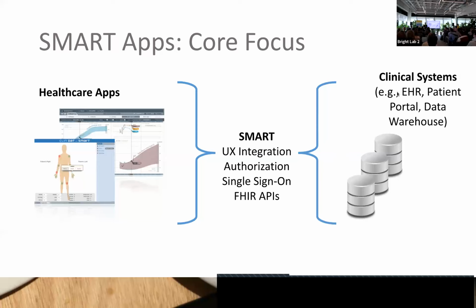And on the other side, we've got many different kinds of clinical systems that were designed by different teams for different purposes at different levels of scale. So this could be an electronic health record system that clinicians use day in and day out at a hospital or an ambulatory practice. It could be a patient portal that provides access to patients to their own records. It could be a clinical data warehouse that's used for research. The sorts of data that an app like this might want can live in many different kinds of systems.